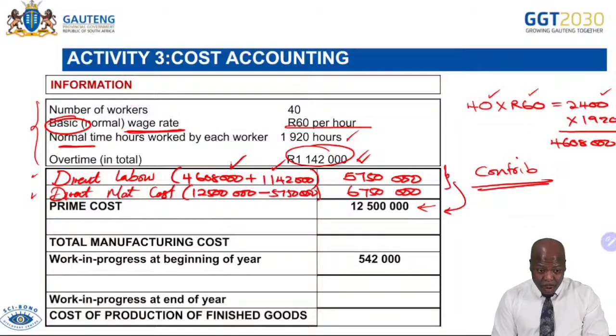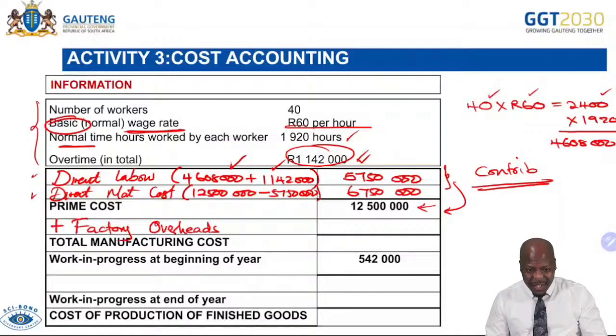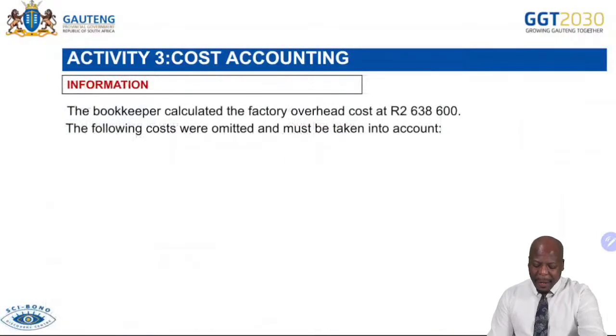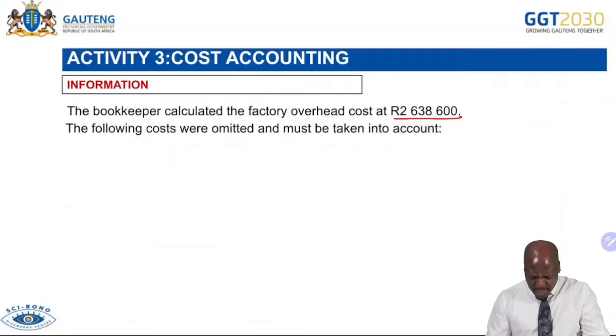The next part that is going to come, you're now going to say add factory overheads. Remember, factory overheads are added, plus factory overheads. All right. So let's see if we can get some factory overheads. The next information says the bookkeeper calculated the factory overhead cost as 2,638,600. I think we've seen so far that we are given an amount and then there are errors and there are omissions that we need to consider. Let's see what is happening here. The following costs were omitted.